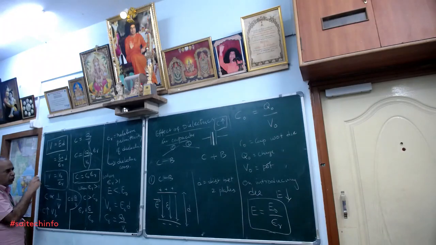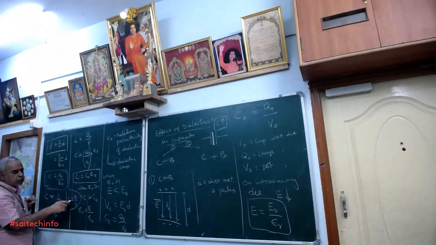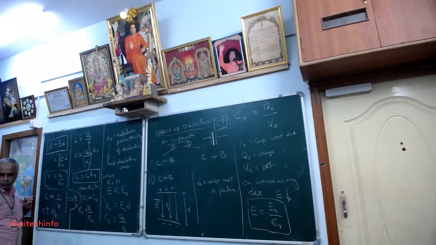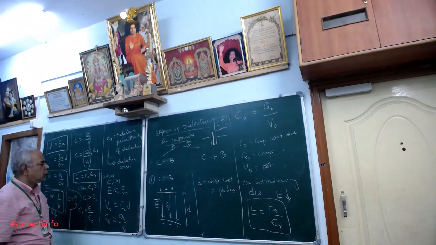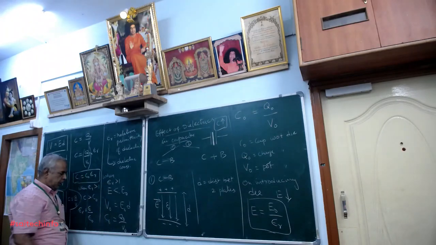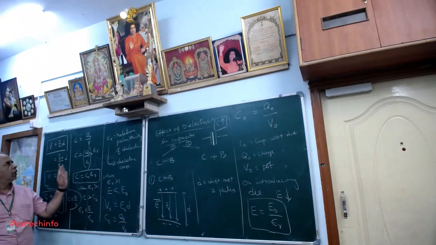Okay. So in this case, we already know the capacitance is always inversely proportional to V. Why? Because we know C is equal to Q by V. When charge is constant, C is inversely proportional to V. Is it not? So C is inversely proportional to V means what? When V decreases, C increases. So C is inversely proportional to the potential difference.